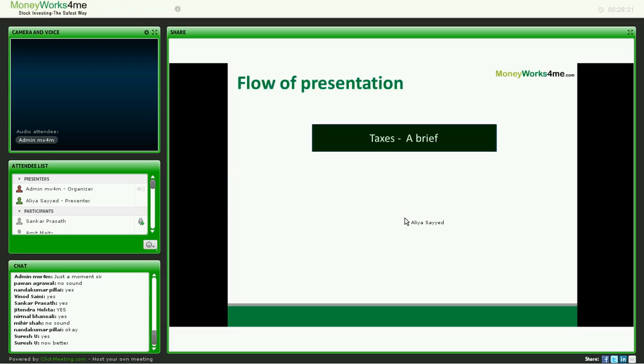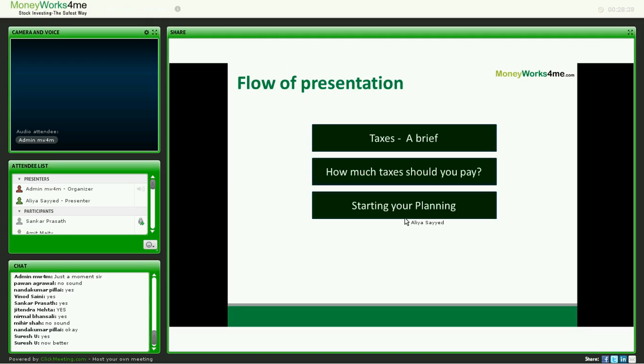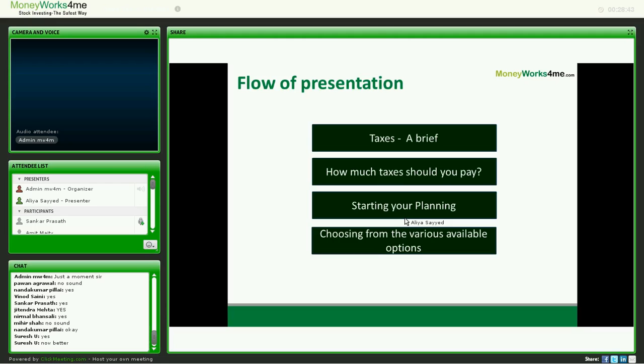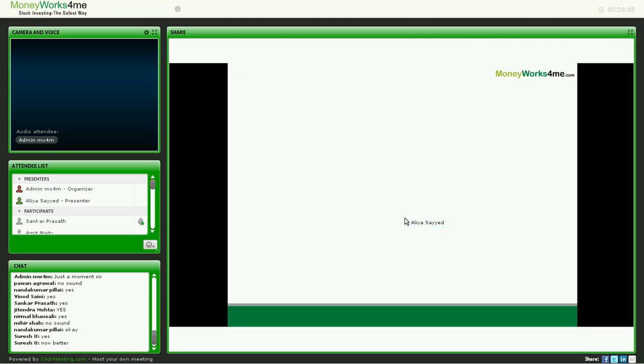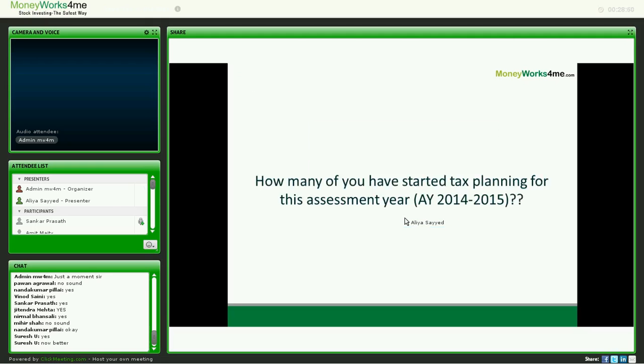The first thing, I'll just give a brief about what taxes are. A very short brief because I know most of you should be knowing about what taxes are. Then very quickly we'll also see how much taxes you should pay in this assessment year, what the slabs are and what bracket you fall in. Then we move on to how you start your planning, and finally to how you choose from the various options that are available to save taxes. So let's move on quickly to the presentation.